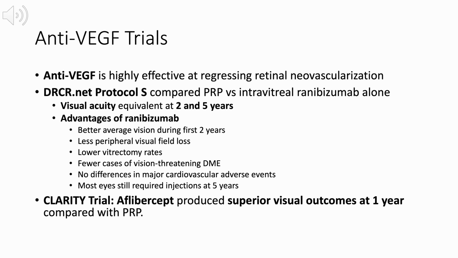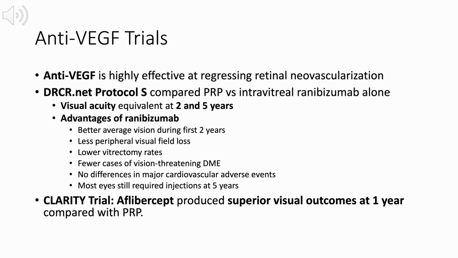Let me connect two of those to mechanism. The reduced peripheral field loss makes complete sense, because PRP works precisely by destroying peripheral retina, so field loss is not a complication of PRP so much as an inherent cost of its mechanism. And the reduction in vision-threatening DME follows from the fact that VEGF drives vascular leakage as well as proliferation, so an anti-VEGF agent addresses both arms of our pathophysiologic cascade simultaneously. Importantly, there were no differences in major cardiovascular adverse events between the groups.